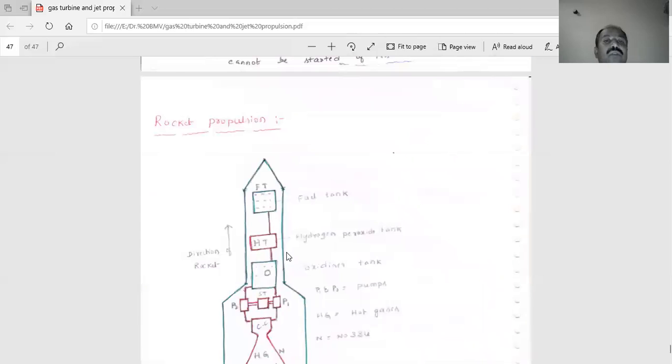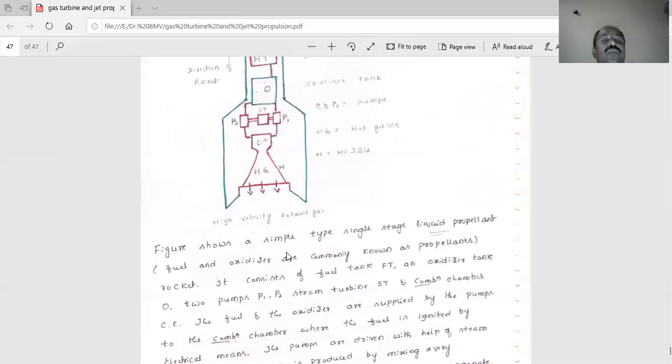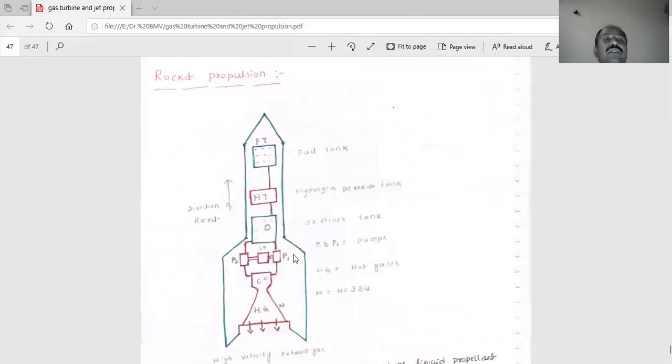This is all about the theory aspects of this module. Module 2 is gas turbine cycle. The first portion is gas turbine cycle, and the second portion is jet propulsion. This is the last bit of jet propulsion. This is all about Module 2.